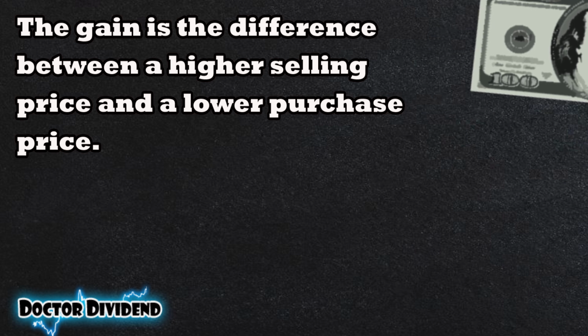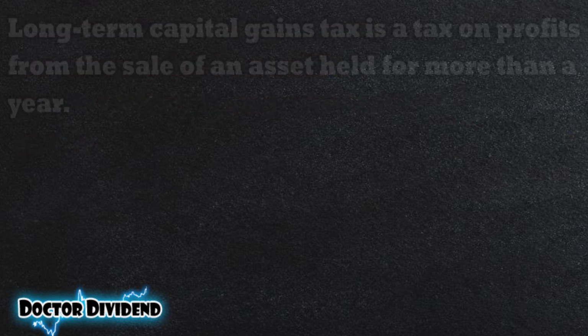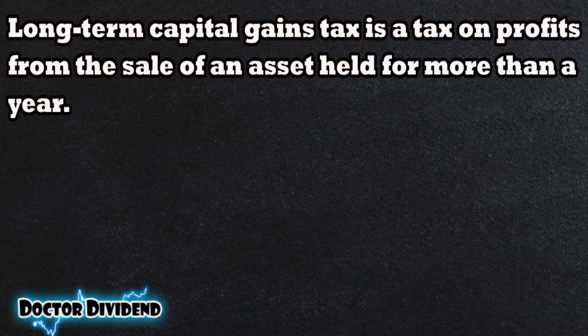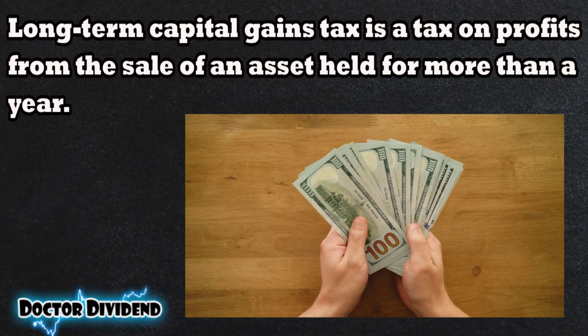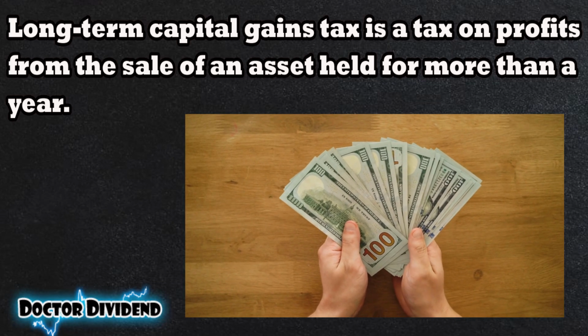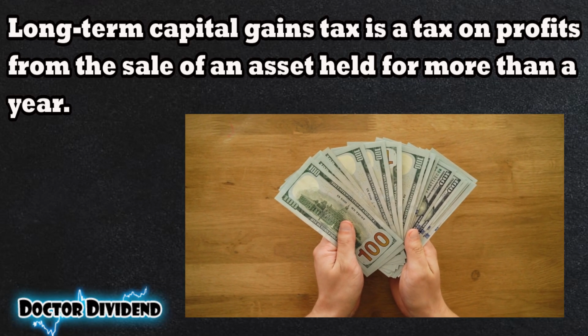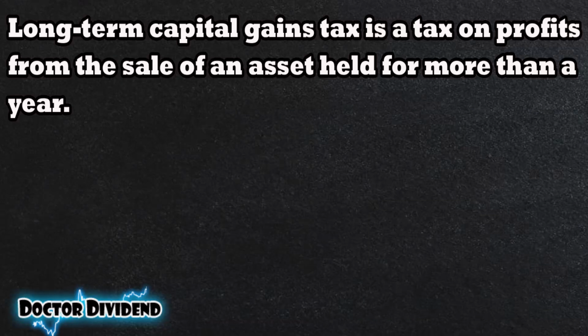And if you take a look at long-term capital gains, this is where you can get the advantage of paying a lower tax rate than your ordinary tax bracket income. A long-term capital gain is tax on profits from the sale of an asset held for more than 1 year. So if you buy a stock, hold it for a year or more, and then sell it off, you pay significantly less at tax time.